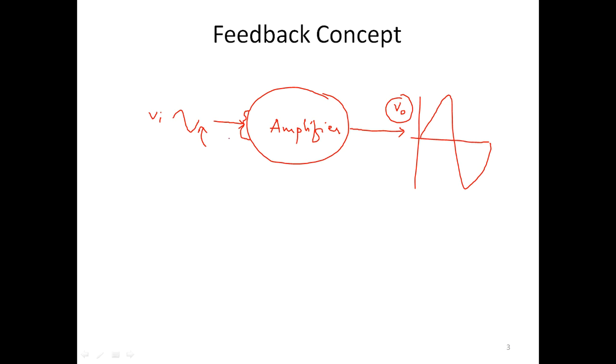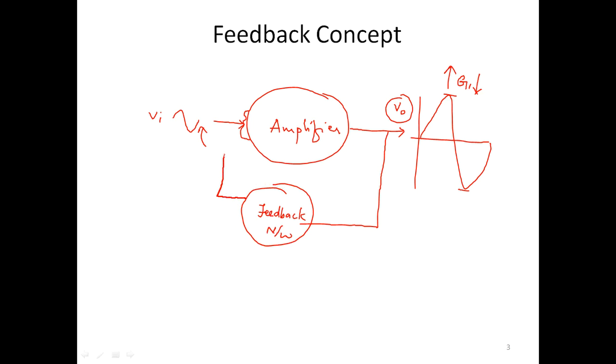The second aspect may be, suppose you want to control the gain. Now say for example, the gain is G1. If you want to reduce the gain or if you want to increase the gain, then what you will be doing? The option is to take a portion of the output signal and feed it through a feedback network. And then the output of the feedback network is fed to the input signal.